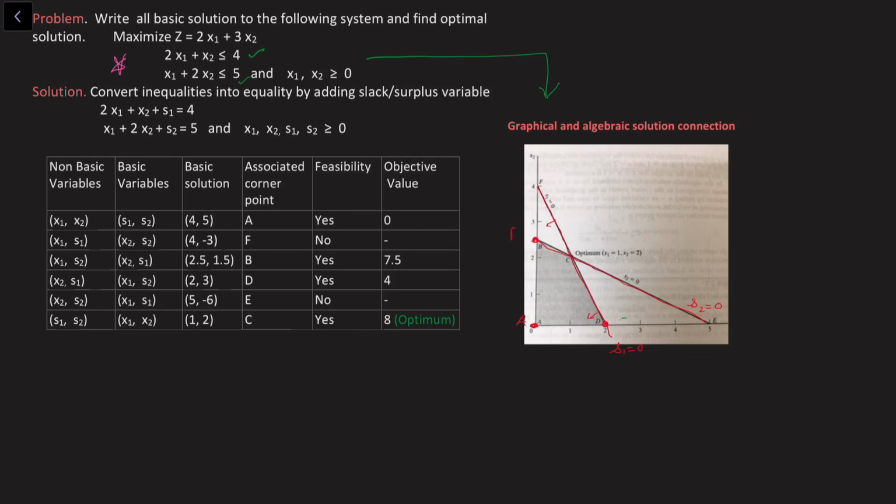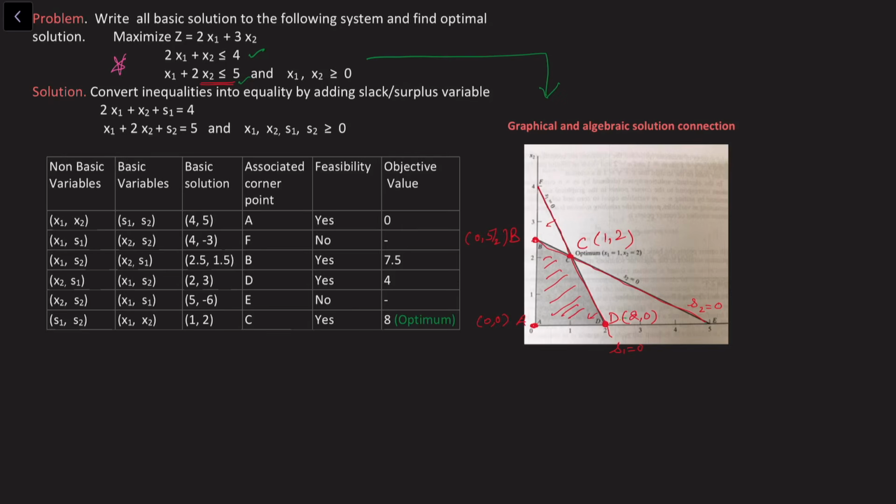Here this value is B, this value is C, and here this value is D. A point is (0, 0). B point is (0, 5/2). We can see it from the constraint when we draw this constraint. C is (1, 2) and D value is (2, 0). And this is the feasible region.